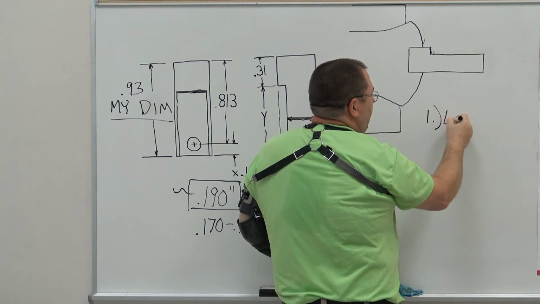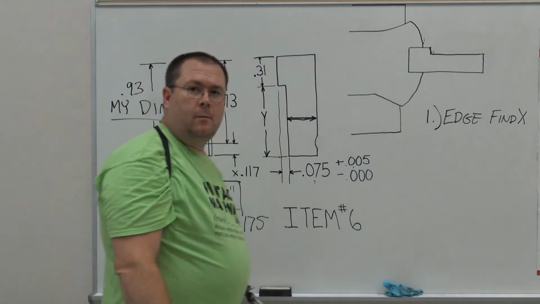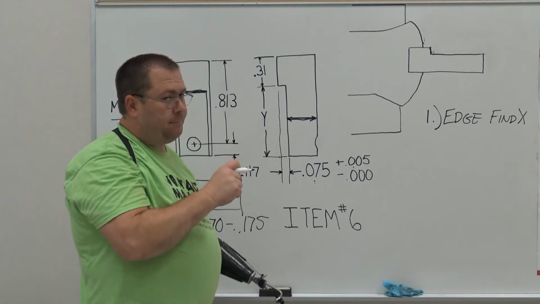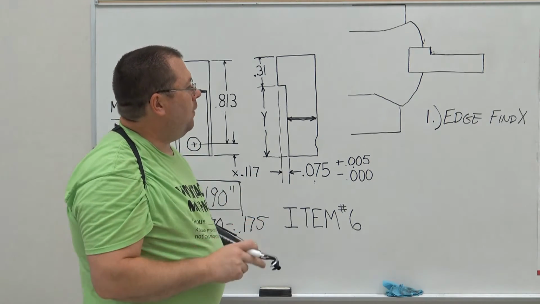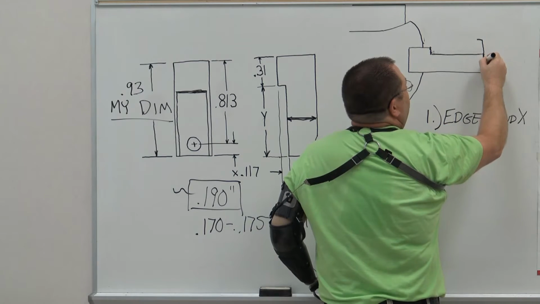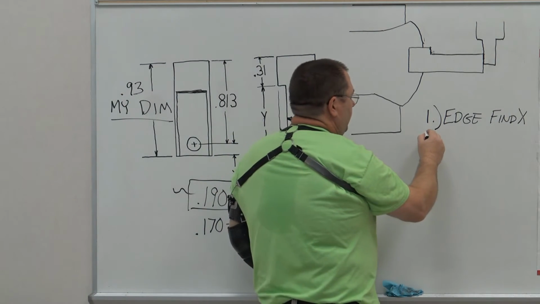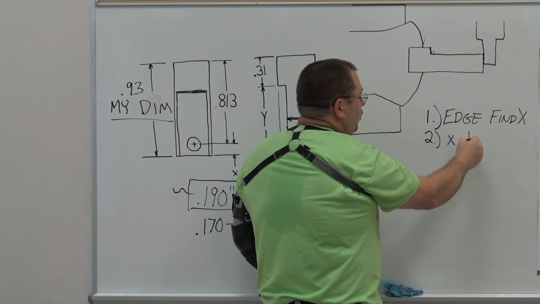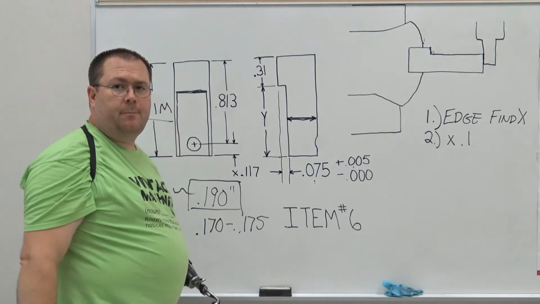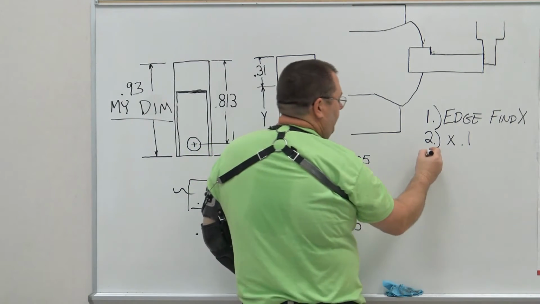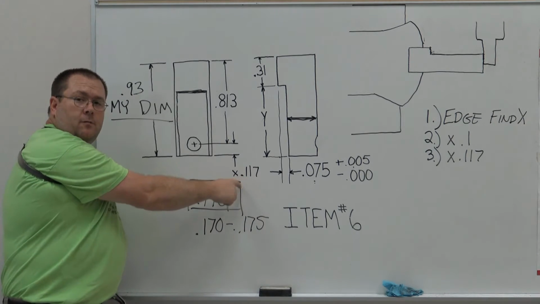So we're going to edge find your x. Max RPM, come in and bump off. Set our dial to 0, retract the edge finder. Once we get that far, we need to know how far we need to move, right? Here's our edge finder. Number 2, X, 0.1. The radius of the edge finder is 100 thousandths. Now the center line of the spindle is even with the end of the part. Next step. X, 0.117, 117 thousandths. That's what we calculated over here.